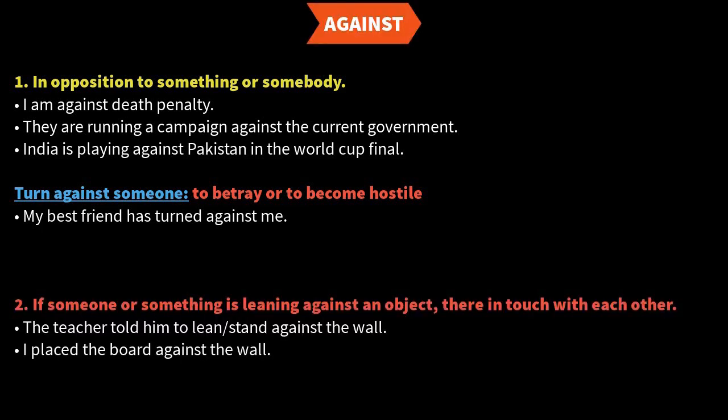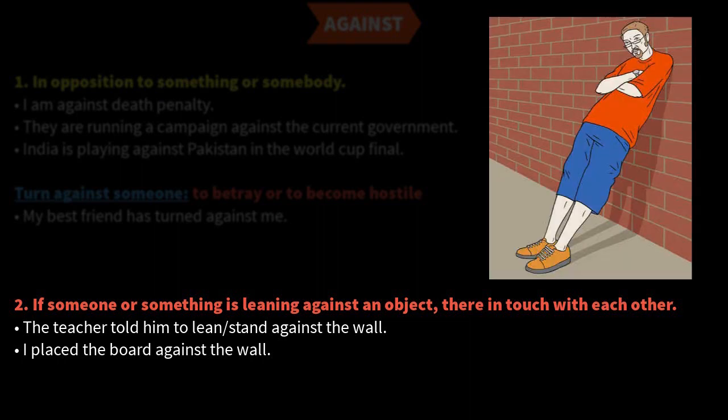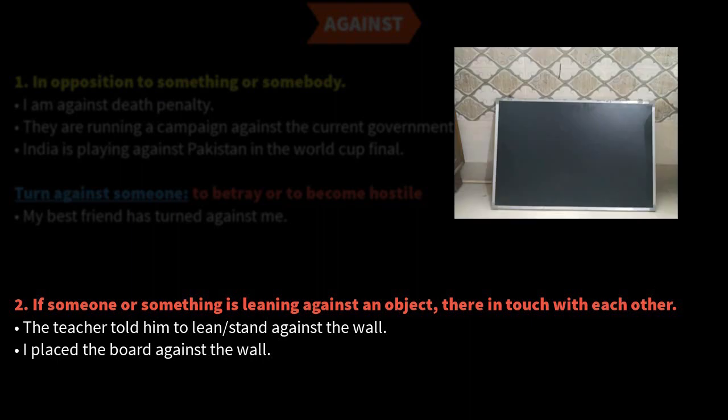One more example. And guys, if something or someone is leaning against an object, they are in touch with each other. For example, the teacher told him to lean against the wall. Lean against the wall. That means close to the wall, touching each other, right? I placed the board against the wall, as you can see. Against the wall, touching the wall. That's how we use the preposition against.